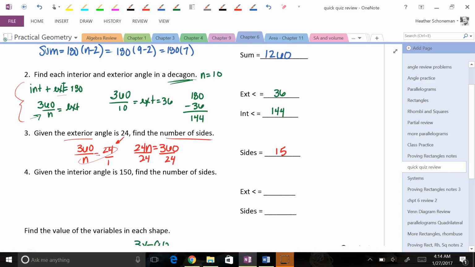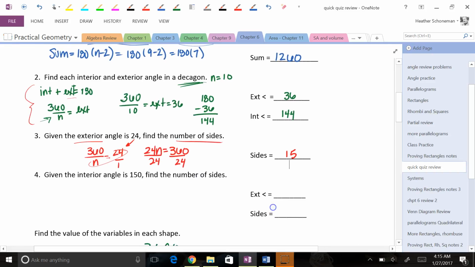Alright, last example, which we're going to do together. Given the interior is 150, find the number of sides. Well, the only place the interior goes is here, which gives us the exterior, which we need. Okay? And then we can use the exterior to find the number of sides. So we're going to do 180 minus 150, and that'll give us 30. That's our exterior angle.